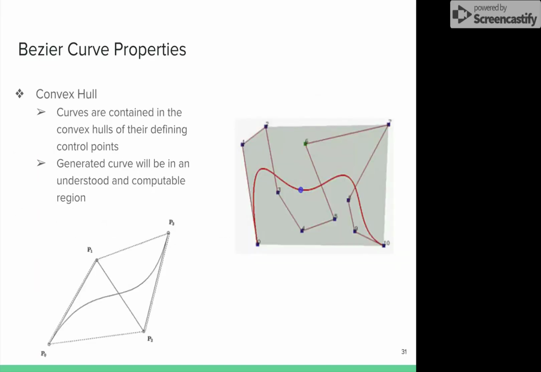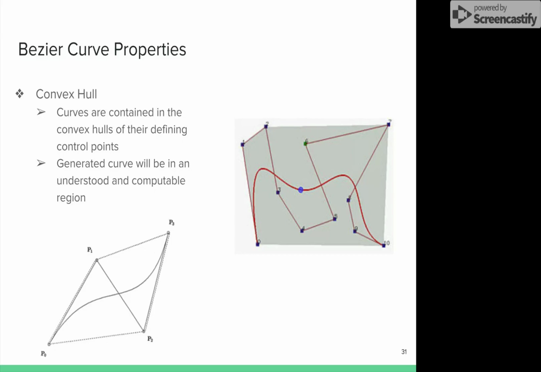Another property that we're going to talk about is the convex hull property. This property states that curves are contained in the convex hulls of their defining control points. So now let's take a look at the drawing on the right. All those blue dots are control points, and then the light red line that connects those blue dots is the control polygon. The gray area that is created by connecting the outermost control points is the convex hull. So the definition of a convex hull is basically the biggest area that you can create by connecting the control points together. So in this example, that gray area is the convex hull.